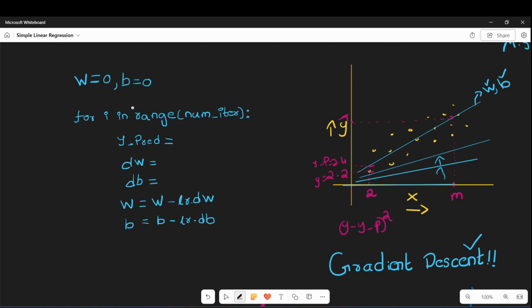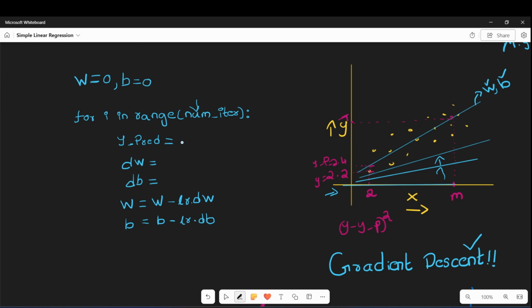Now let's put it all together to create a simple linear regression model. So we initialize w and b with 0, so we start with the x-axis and then do this process for several number of iterations. Here the number of iterations is also a hyperparameter. We need to experiment with different values and choose the one that best suits our training data.